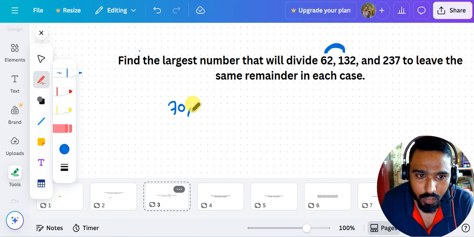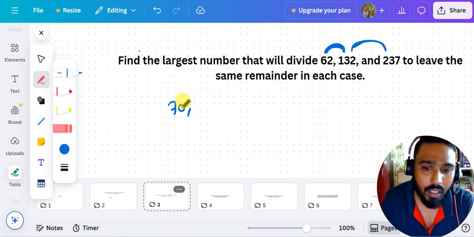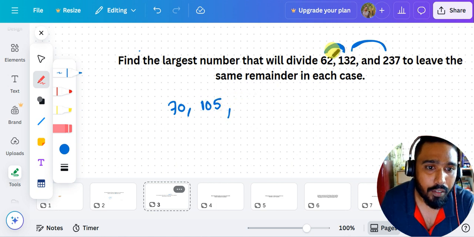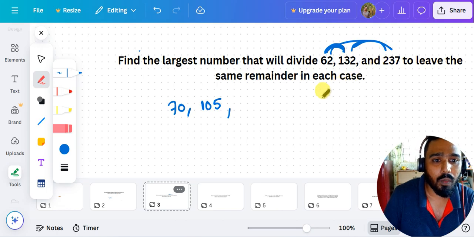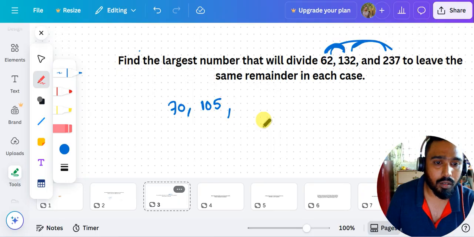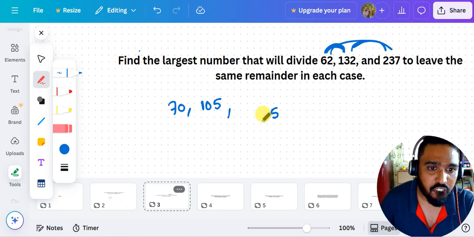Difference of these two is 70 and difference of these two is 105. And the difference of these two, how much will it be? 175, sorry.